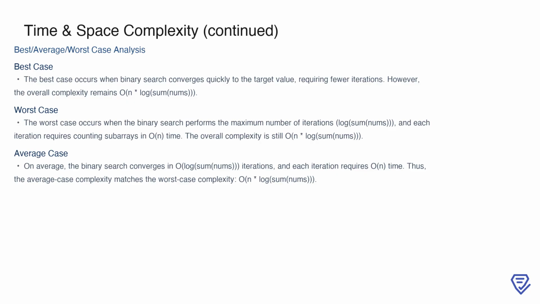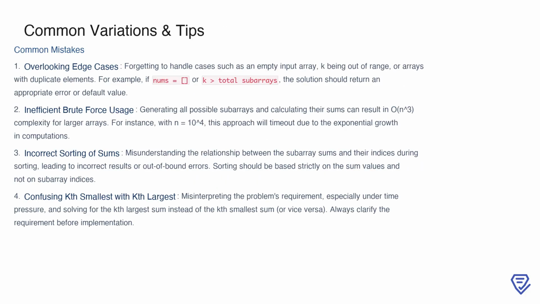On average, the binary search converges in O(log(sum(nums))) iterations, with each iteration taking O(n) time to count subarrays. Therefore, the average case complexity is the same as the worst case complexity, O(n * log(sum(nums))). When solving this problem, there are several common mistakes to be aware of.